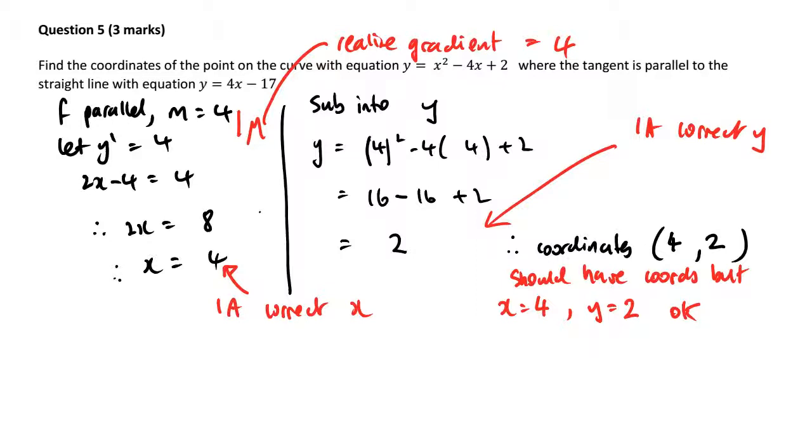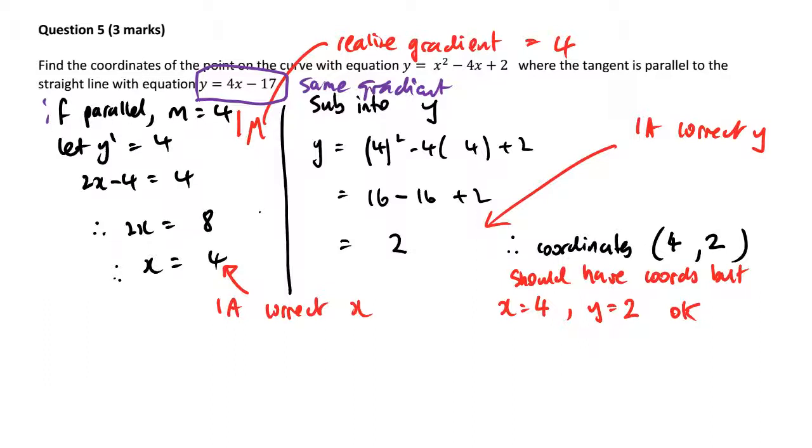So in this question you had to be looking fairly closely for the clues and understand what it means when it says the tangent is parallel to the straight line. If it's parallel to that particular line there, it must have the same gradient at the point that we're discussing. So we know that if it's in the form y equals mx plus c, the gradient must be equal to 4. So if parallel, m is equal to 4.